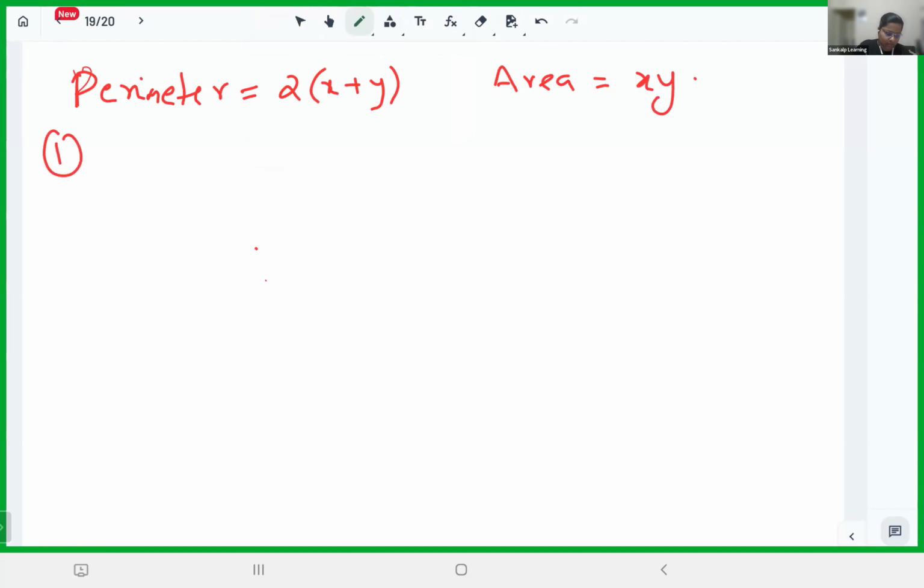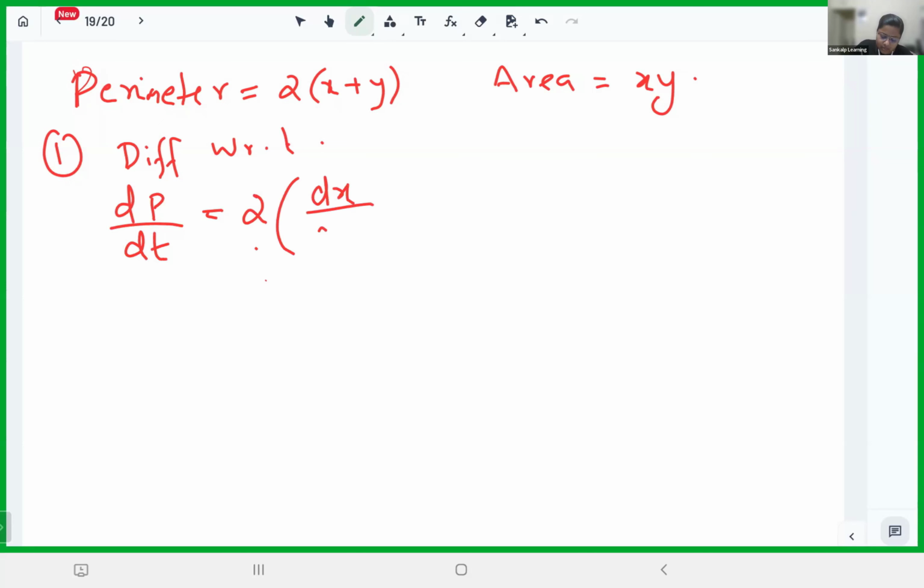So first we'll consider the perimeter. Let p be the function. We are going to differentiate perimeter with respect to t. We have to find out the rate of change in perimeter with respect to time, right? So dp by dt is equal to, what will be the answer? 2 into derivative of x with respect to t is dx by dt, and derivative of y with respect to t is dy by dt. So 2 into dx by dt plus dy by dt. So that is dp by dt.